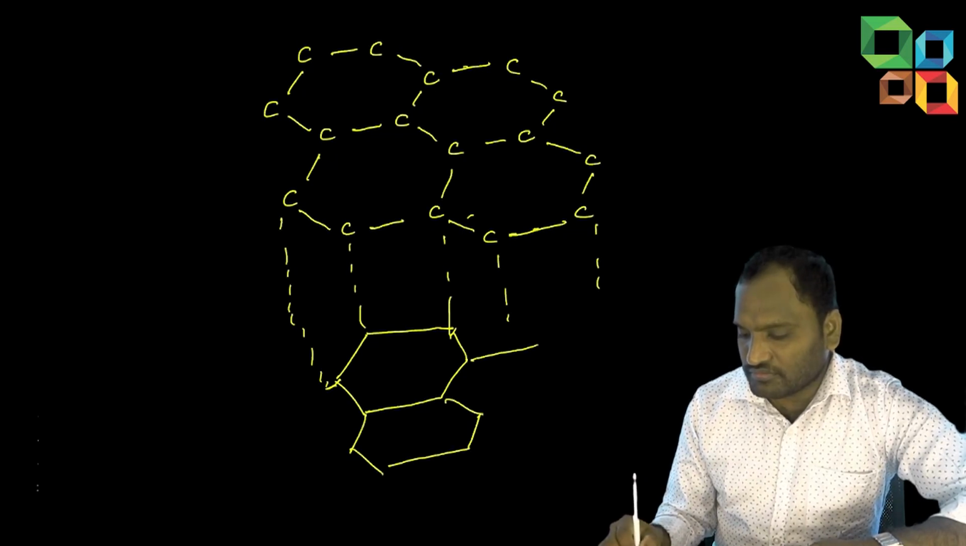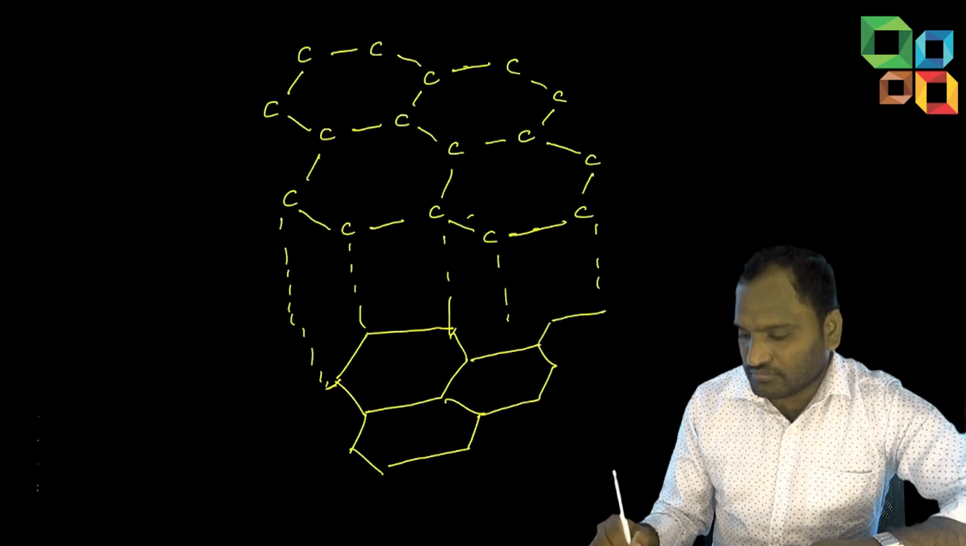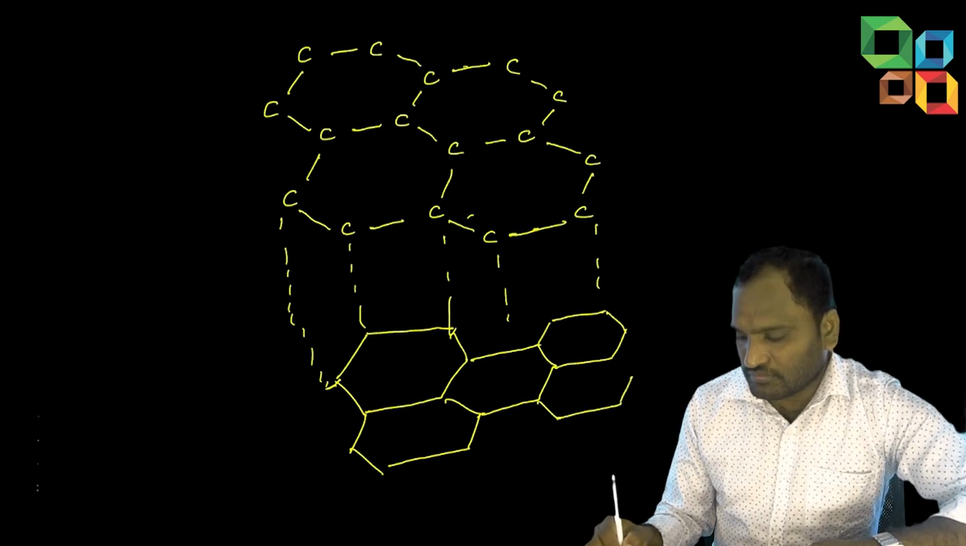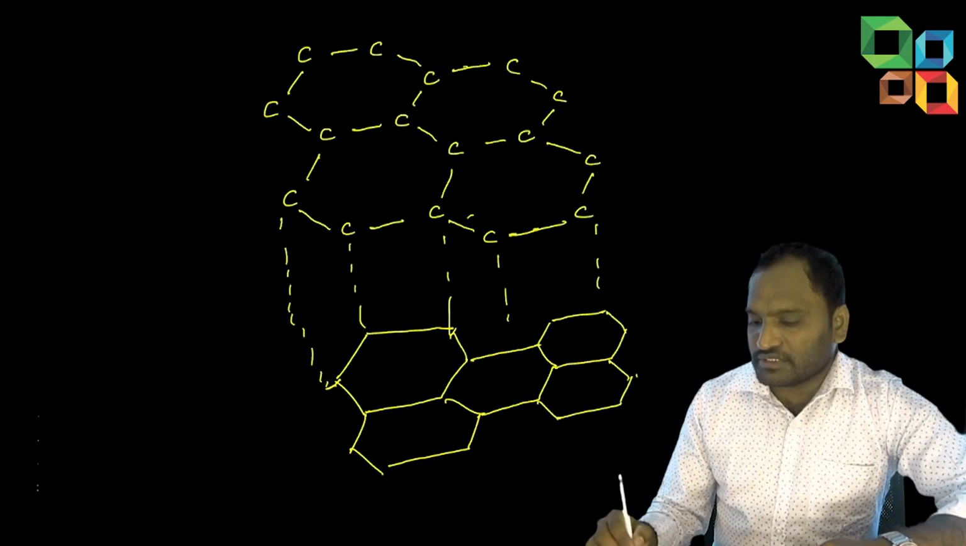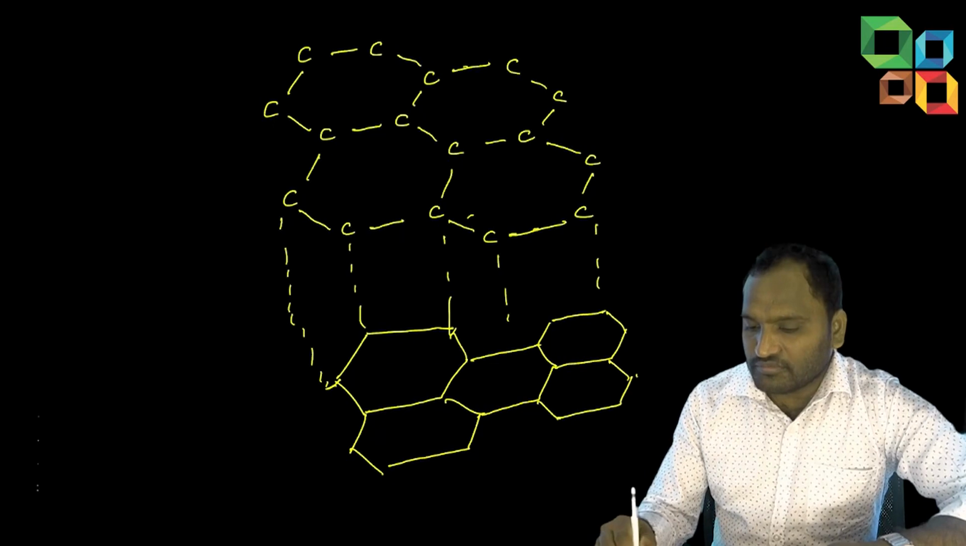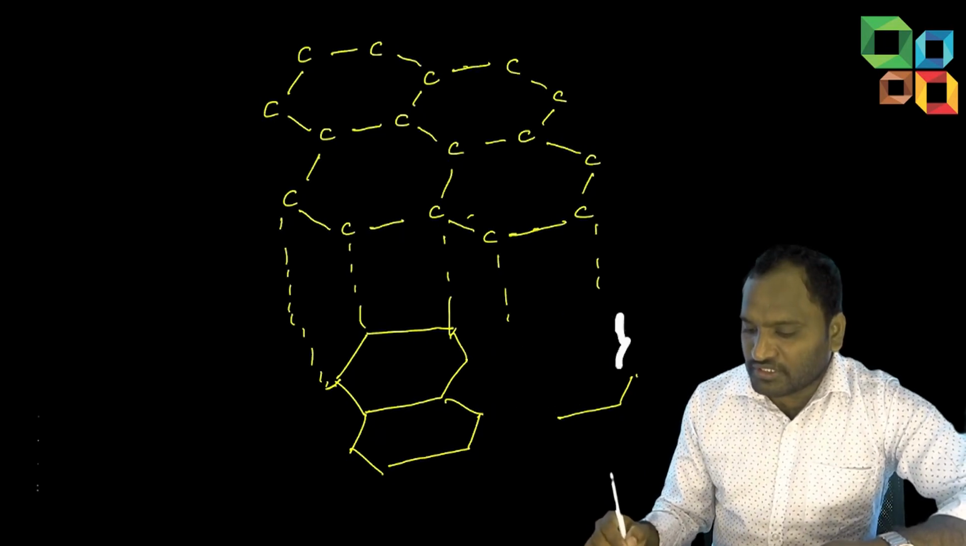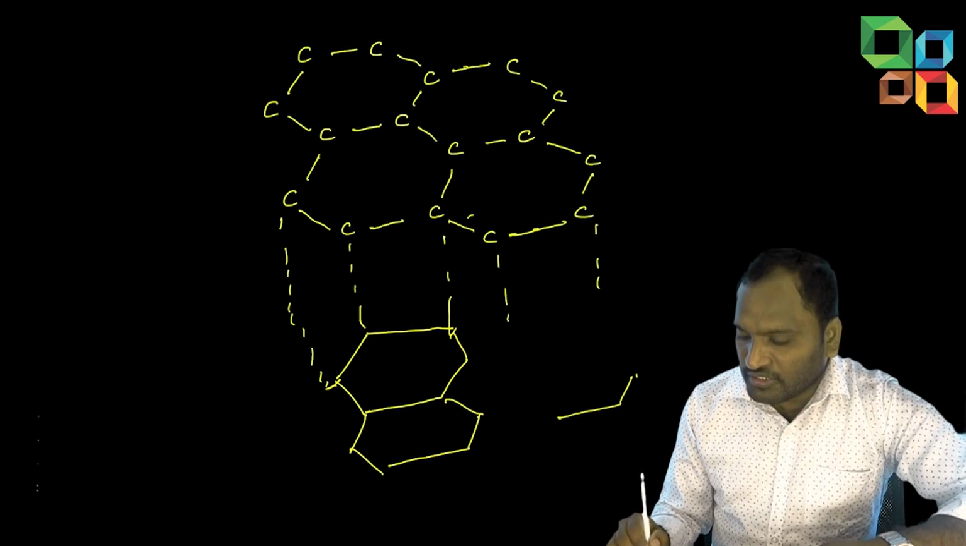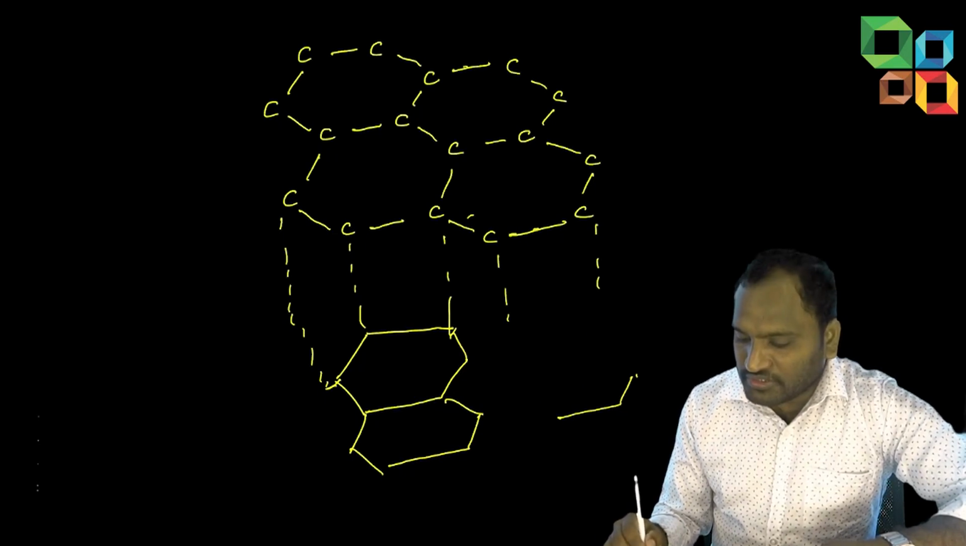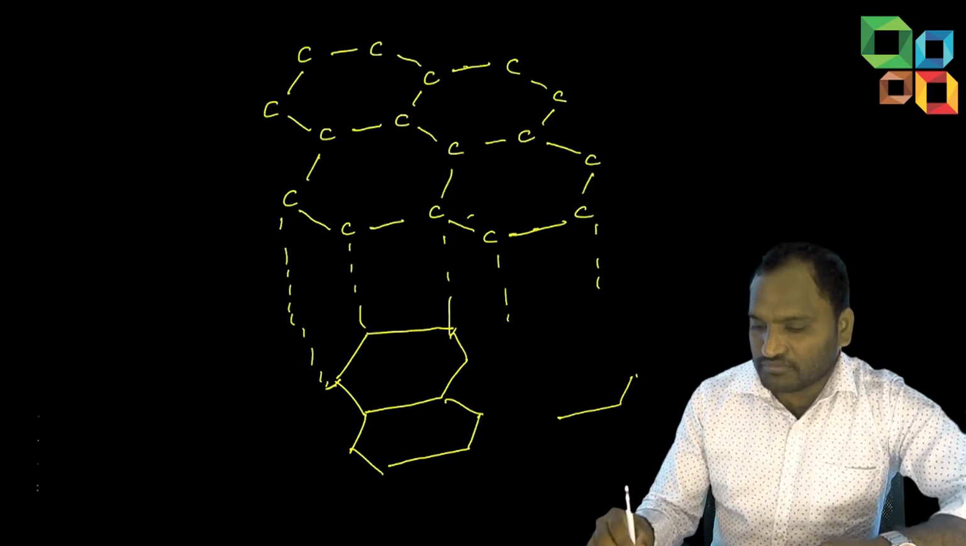Layer structure. Like this. Here, each carbon is connected within these layers. One carbon atom is connecting with 3 other carbon atoms.